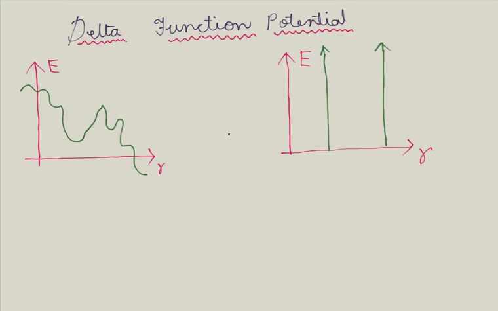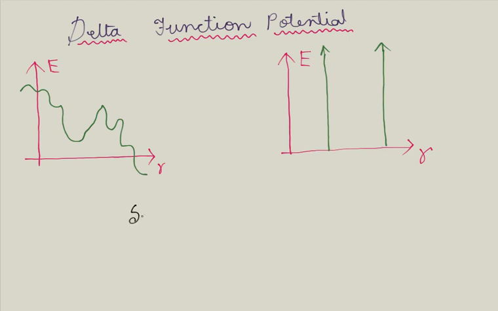Hello, in this video we are going to solve the Schrodinger wave equation for a special potential function, that is the delta function potential. Before going to solve the wave equation, we would like to discuss why it is important to solve the Schrodinger wave equation for the special potential function. First of all, I would like to define the delta function.